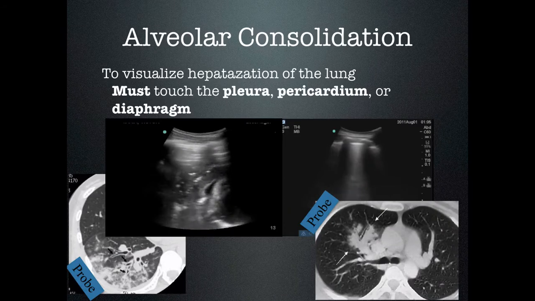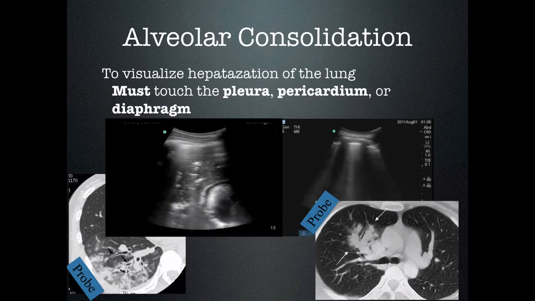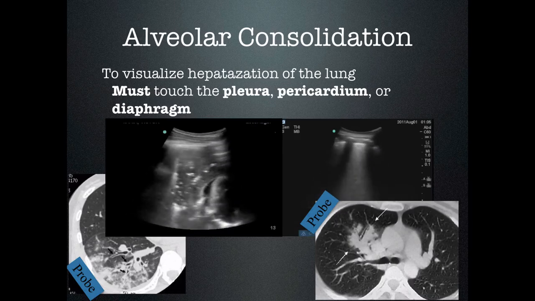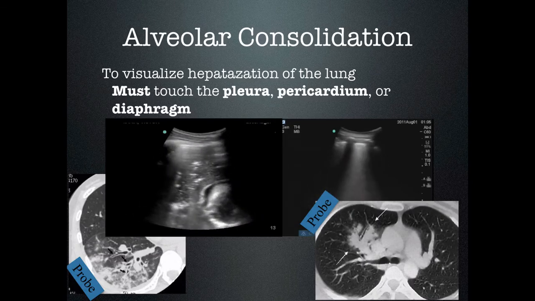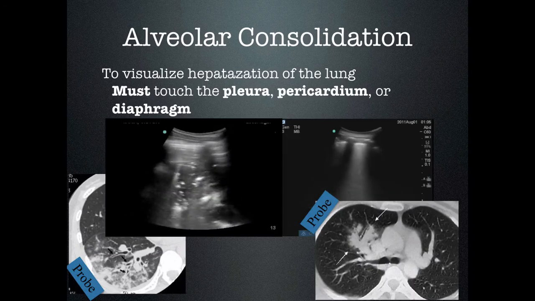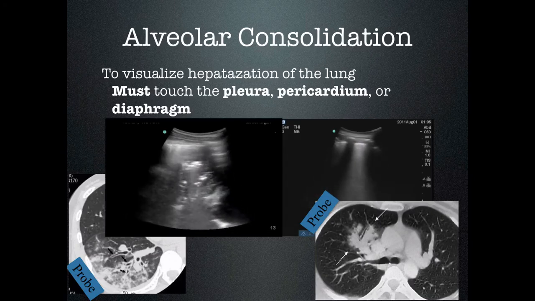Now, for you to be able to see the hepatization of the lungs or the lobar pneumonia, the pneumonia must touch the pleura, the pericardium, or the diaphragm. It cannot have aerated lung around it and us see it. So if we look at the picture on the left, where our probe is, there is pus-filled lung between our probe. We can see the pus-filled lung because there is no air in between the pus and our probe. Therefore, we see the hepatization and the pneumonia.